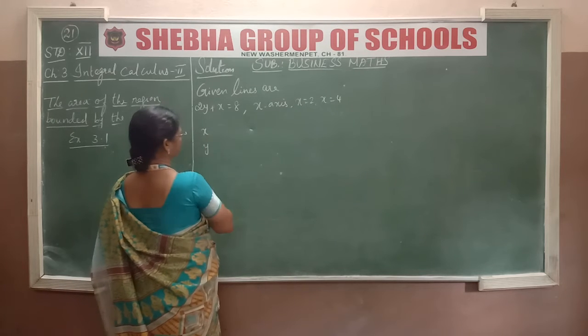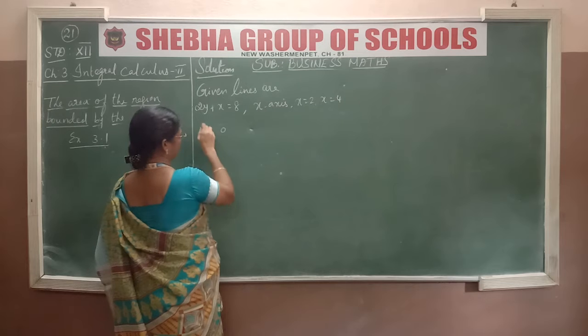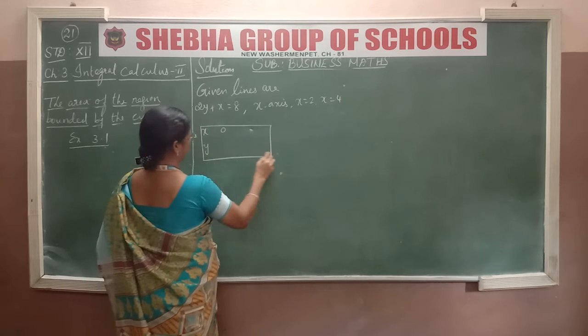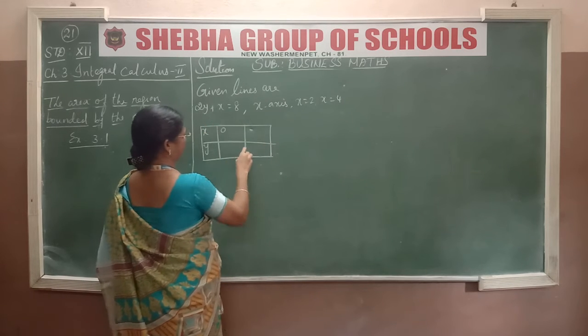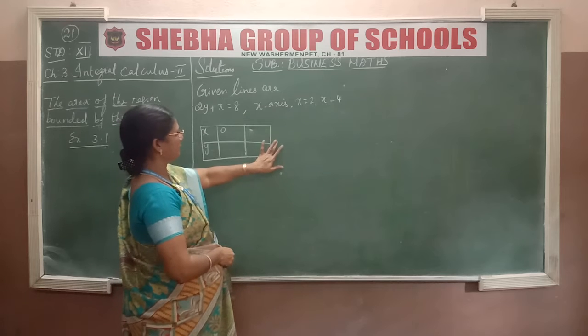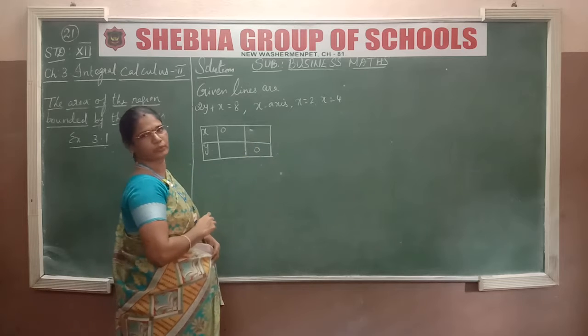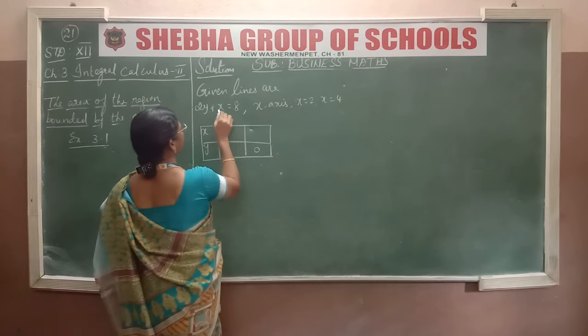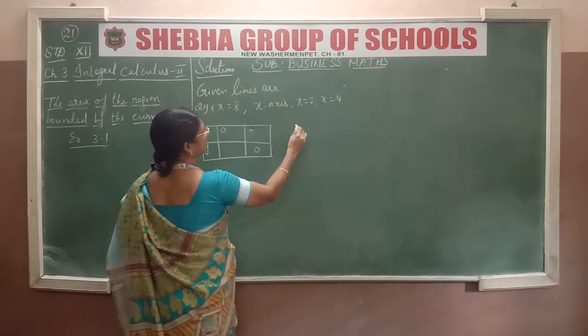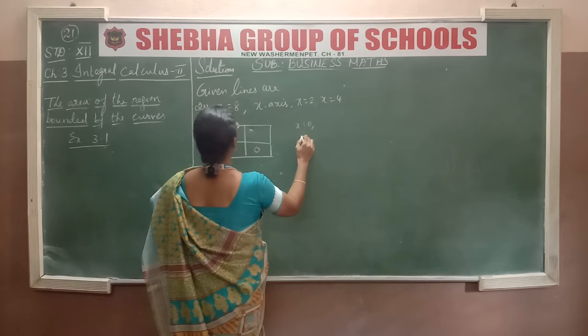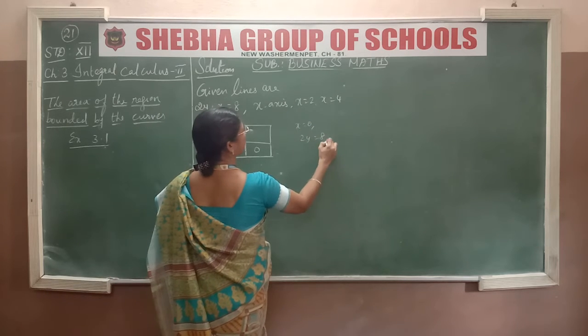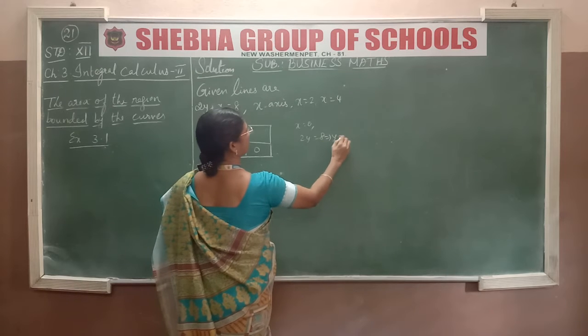x, y. Okay. First put 2 points, enough. First in the x coordinate put 0 and here put 0. If x equal to 0 we get 2y equal to 8, isn't it? X equal to 0, 2y equal to 8, therefore y is equal to what? 4.